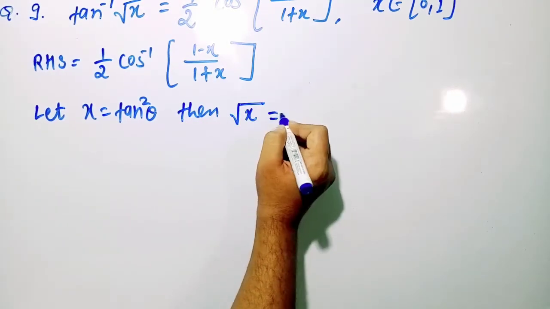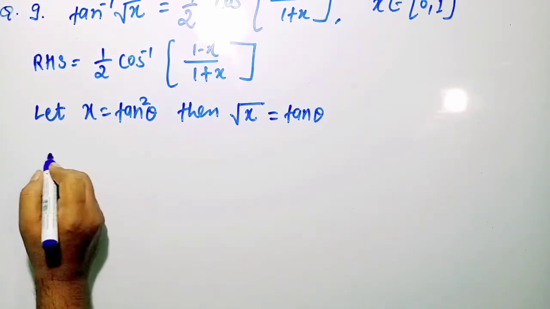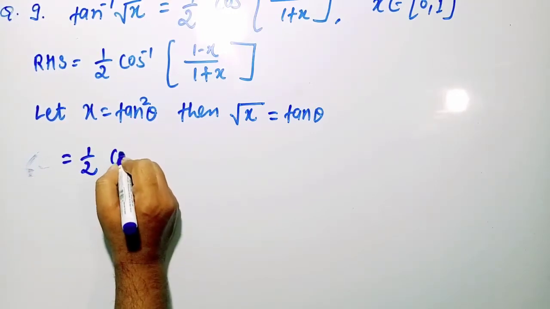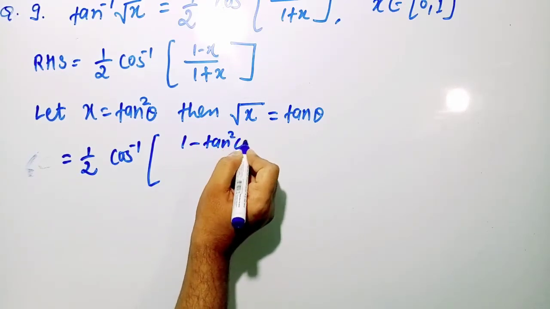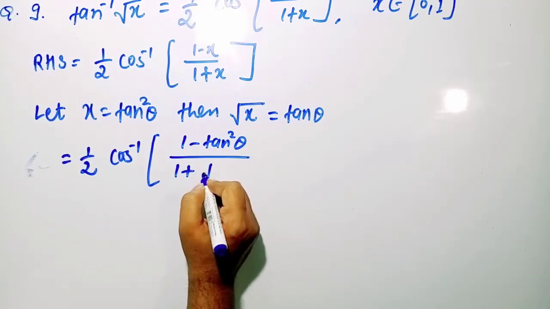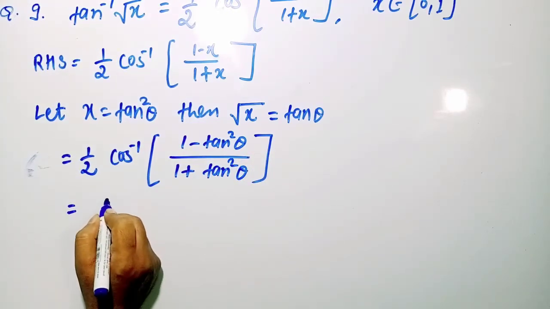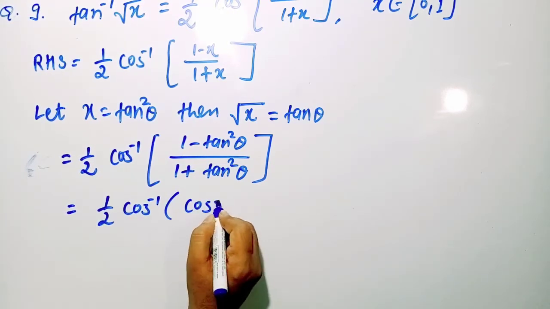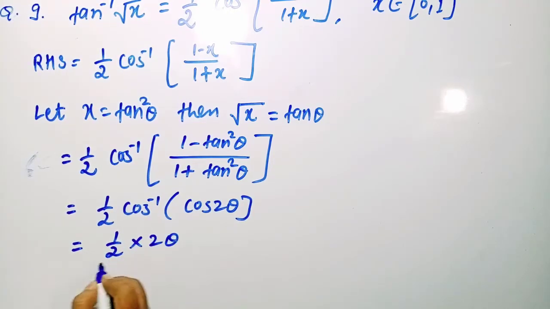Then root x will be what? Tan theta, right, students? So substituting the value over here, 1 by 2 cos inverse, here we are getting 1 minus tan square theta divided by 1 plus tan square theta. Okay, so we know that 1 minus tan square theta divided by 1 plus tan square theta is cos 2 theta. So cos inverse cos 2 theta. So cos will be cancelled over here. So we are getting 1 by 2 times 2 theta, 2 cancels, is equal to theta.